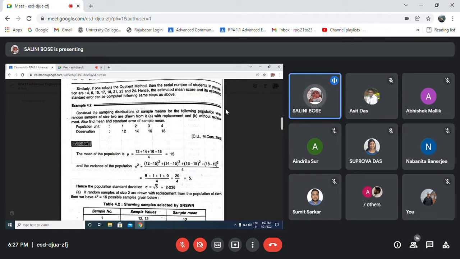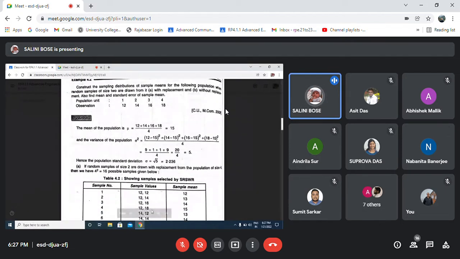So can you tell me what should be the samples? What are the samples? Suppose we start with the 12. Then what are the samples? Can we take 12 comma 12, this sample? No, ma'am. Yes, because once we have taken 12, we cannot replace. That is why 12 comma 12 cannot be your sample.